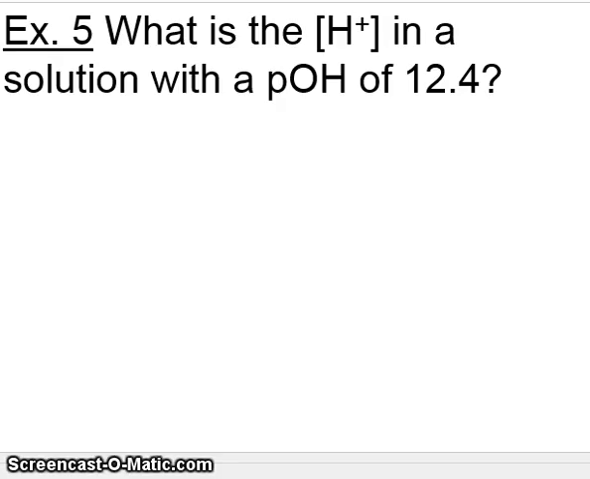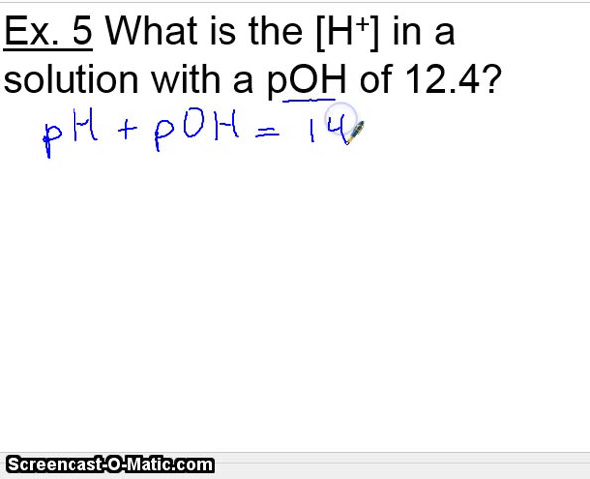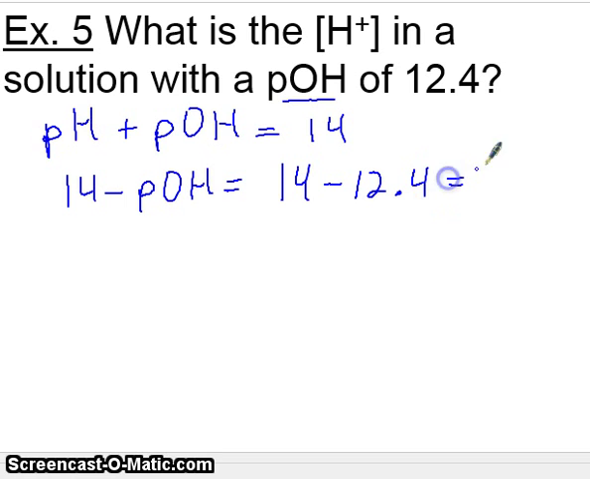So here's the question. What is the H plus in a solution with a pOH of 12.4? So we have a solution with a pOH of 12.4. We're asking how much hydrogen, how much acidity is in there. We have to use a few equations. The first equation is the one that relates pOH to pH. Remember, we said last time that pH plus pOH is equal to 14. So you can take 14 minus pOH to give you pH, because you just simply subtract the pOH on that side. Okay, so 14 minus 12.4 is 1.6. This is now the pH.